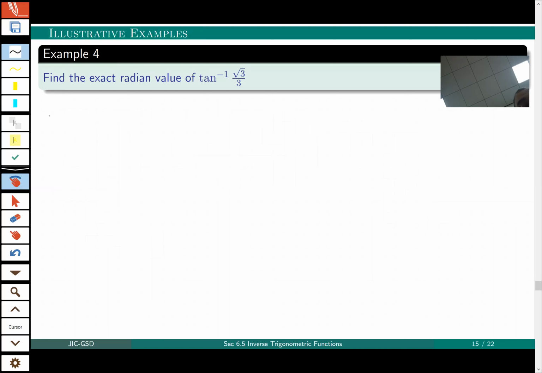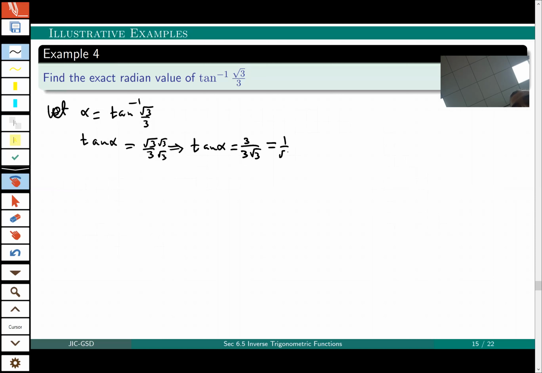Now, again here we will say let alpha be tan inverse of root 3 over 3. That will mean tan alpha is equal to root 3 over 3, which means if we multiply by the conjugate, root 3 over root 3, we get 3 over 3 root 3, which is equal to tan alpha. So tan alpha will be 3 over 3 root 3, which is 1 over root 3.